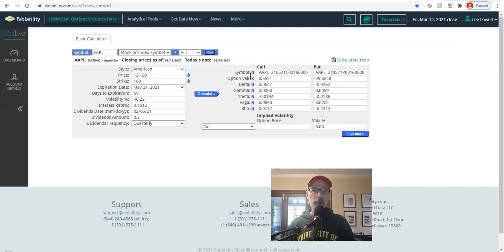In this case, iVolatility had the option call price at 55 cents. Let's bump this volatility up a little to get it at the same price and see. A little bit more. Let's try 43%. Nope. 42%.